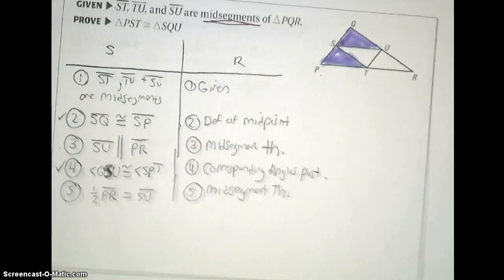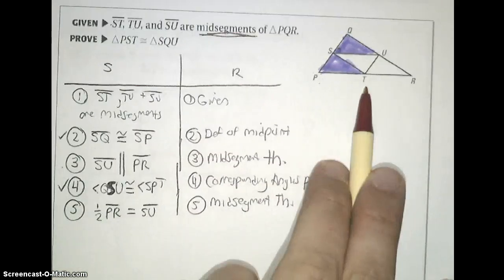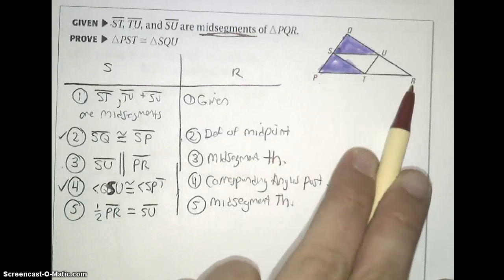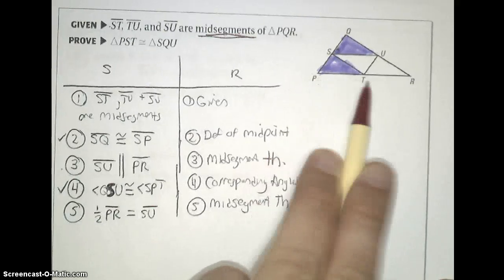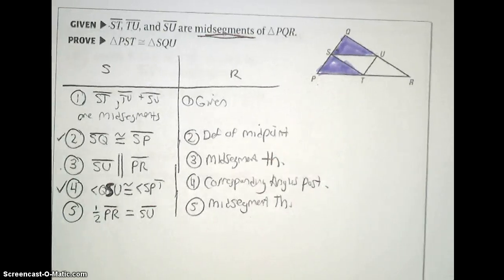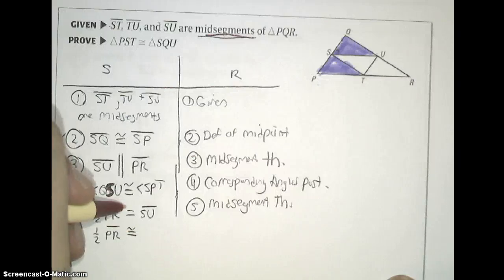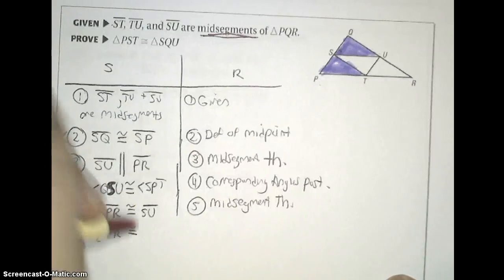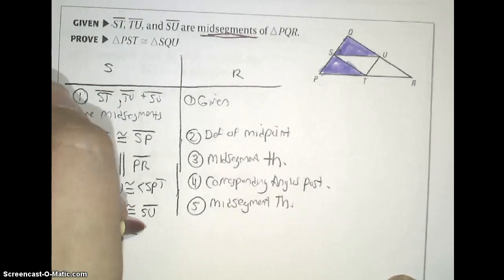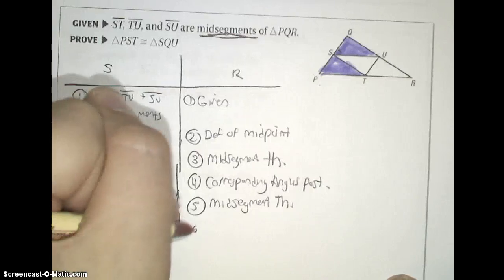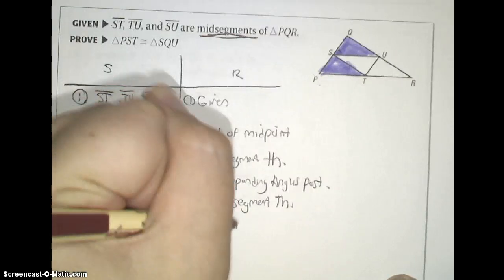We also should know that because T is the midpoint of PR, PT will be 1/2 of PR. Therefore, I can make that statement. So 1/2 of PR is also going to be congruent, and number 5 should also be a congruent symbol, so 1/2 of PR is going to be equal to PT, and that's through the definition of midpoint.